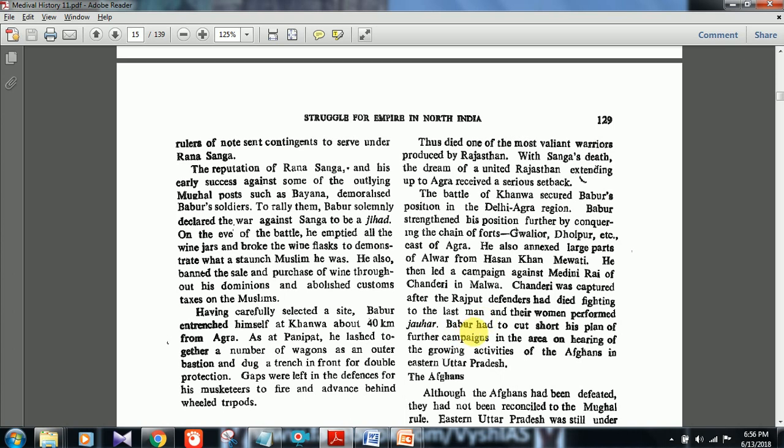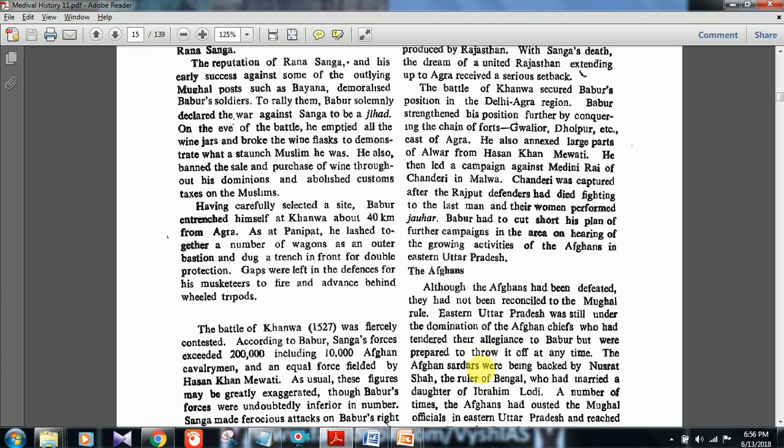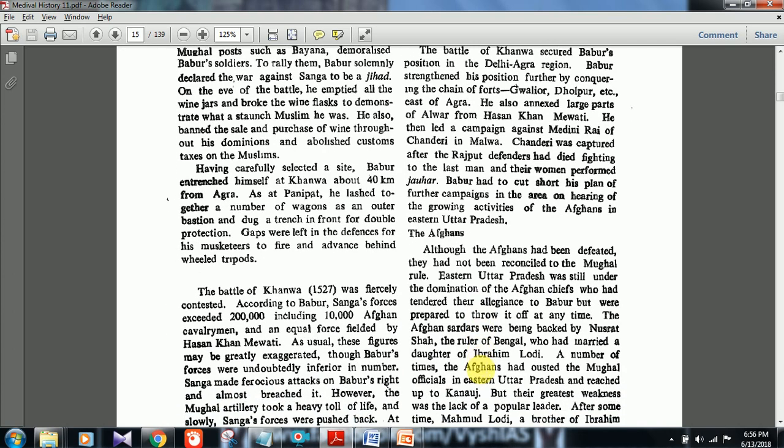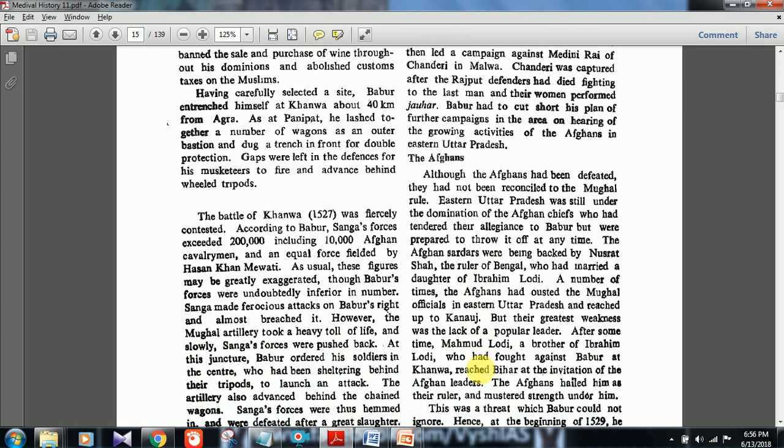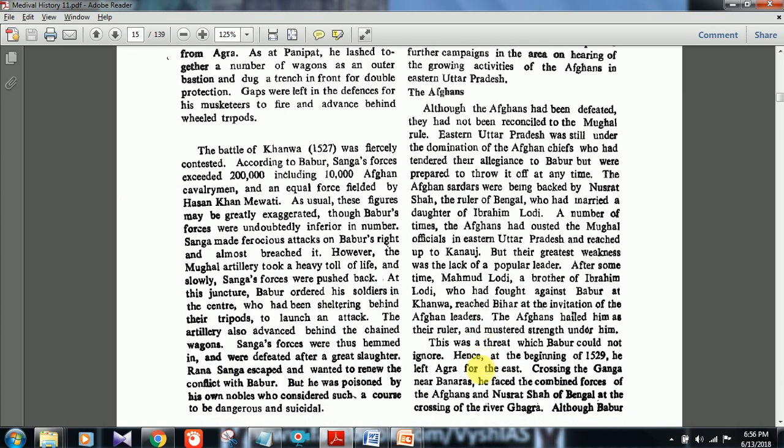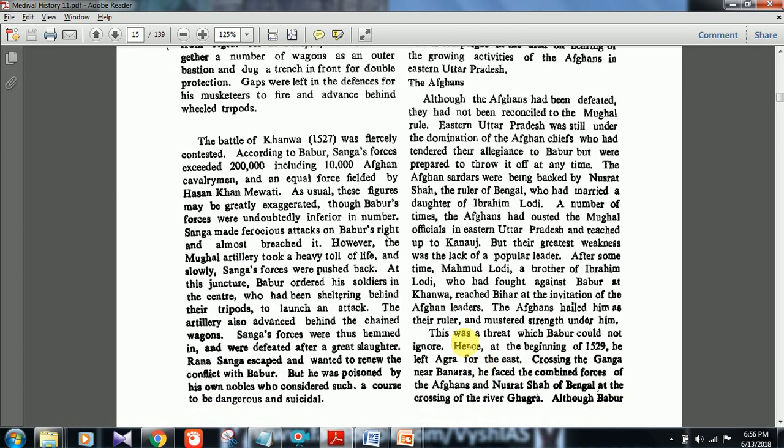Babur had to cut short his plan of further campaigns in the area on hearing of the growing activities of Afghans in eastern Uttar Pradesh. So this way they are just showing how powerful a leader Babur was. He was emerging as one of the strongest rulers, capturing place after place and defeating the most important rulers who were ruling in India, in the Rajasthan side and also in the Delhi side.